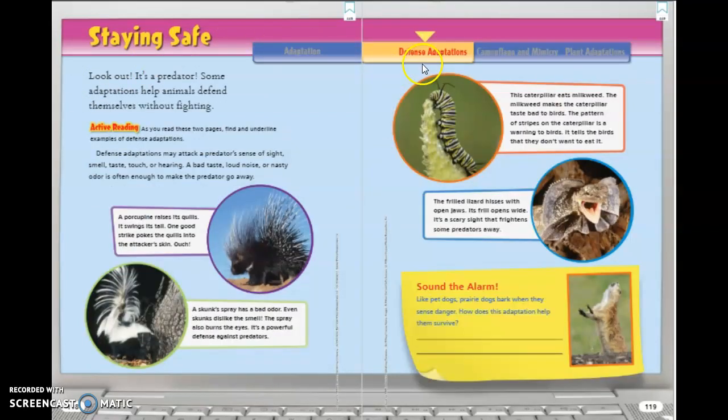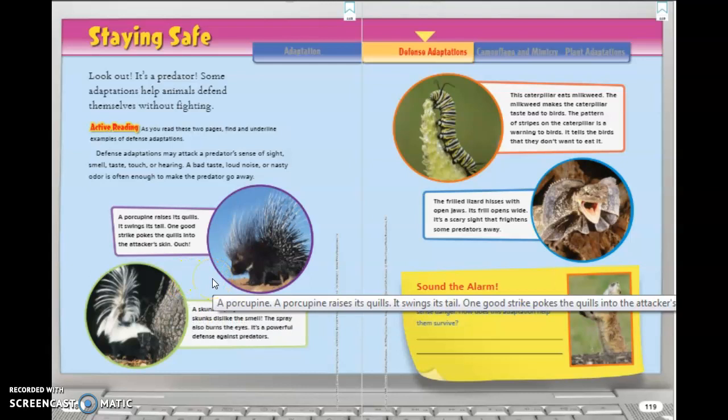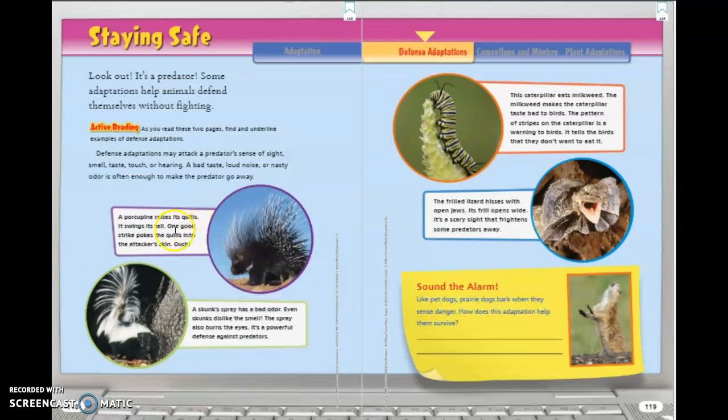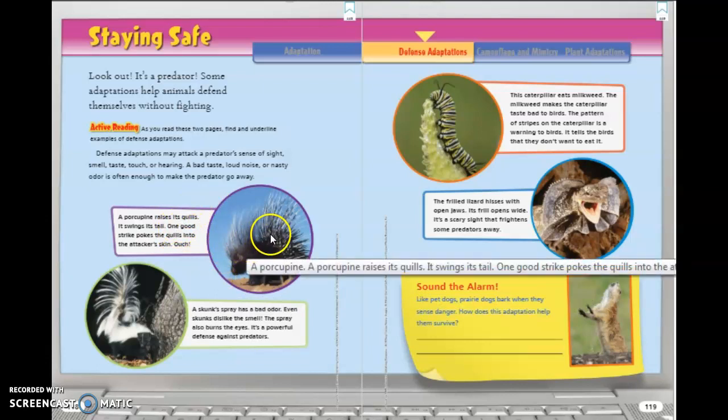Staying safe, we're looking at the defense adaptations. Look out, it's a predator. Some adaptations help animals defend themselves without fighting. Active reading. As you read these 2 pages, find and underline examples of defense adaptations. Defense adaptations may attack a predator's sense of sight, smell, taste, touch, or hearing. A bad taste, loud noise, or nasty odor is often enough to make the predator go away. A porcupine raises its quills. It swings its tail. One good strike pokes the quills into the attacker's skin. Ouch. So what is the adaptation there? So you should be going from quills to the porcupine's quills in the picture.